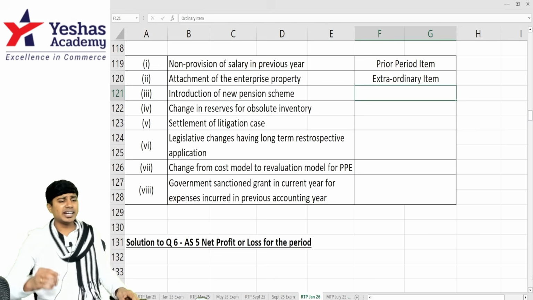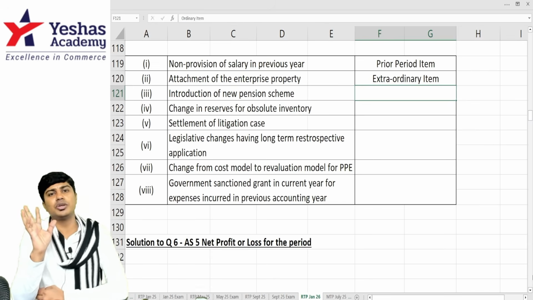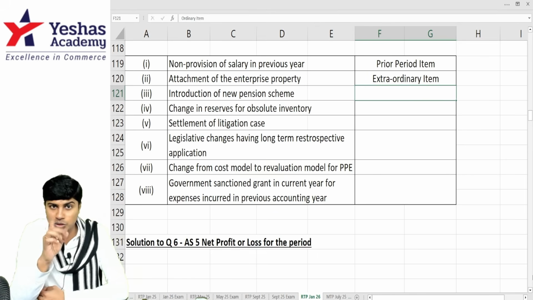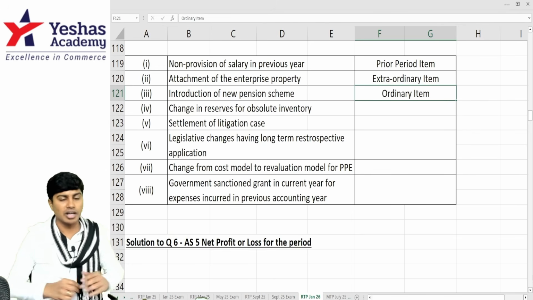The next one, introduction of a new pension scheme. Basically, they're putting a bait on you and making you get tempted to call it a change in accounting policy, but you should not eat that bait. This is not a change in accounting policy. This is a new policy adopted, so it is an ordinary item.